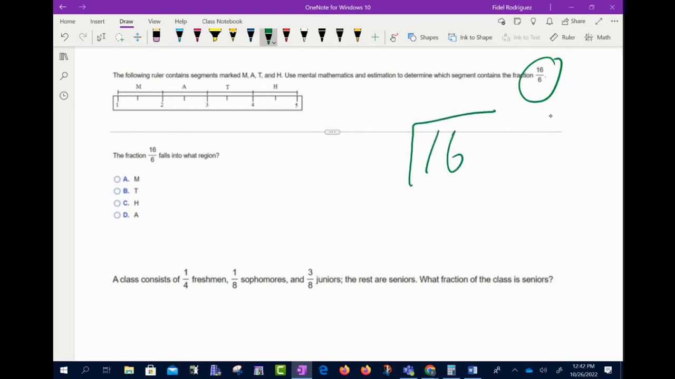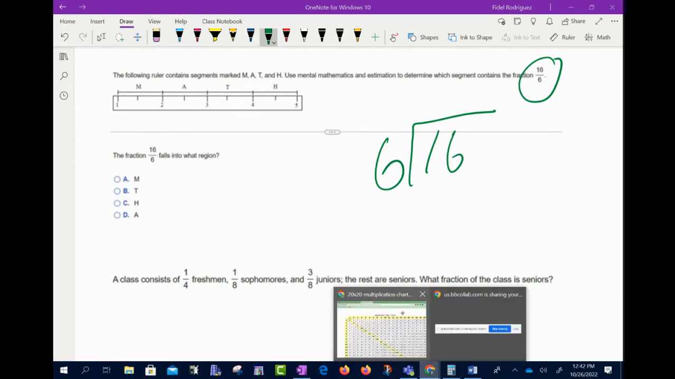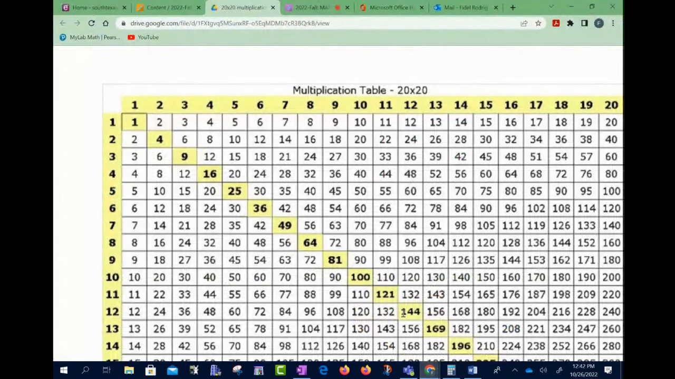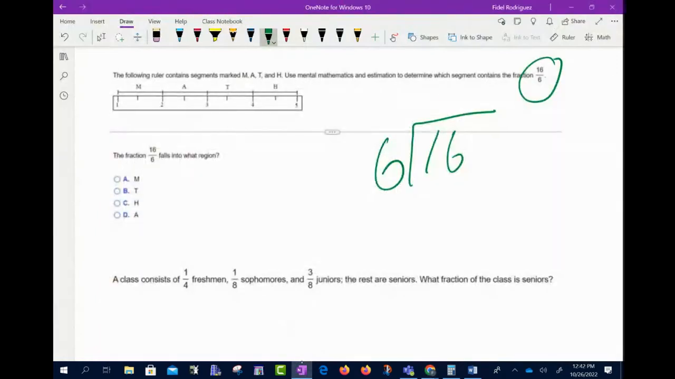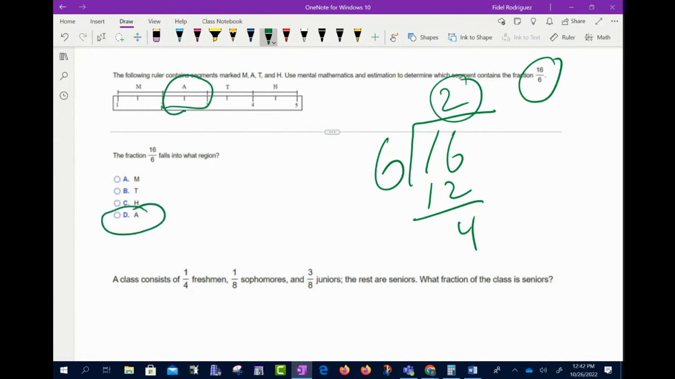If I was thinking about converting this, say, to a mixed number, does anybody know how many times 6 might roughly go into 16? What do you think? 6 goes into 16 about how many times? If I were to look at my multiplication table, y'all, here's 6. The first number closest to 16 without going over it is actually a 2, right? So it's going to go 2 times. That's a 12. My remainder is a 4. So it's going to be a little bit more than 2. So if here's 2 and I'm a little bit more than 2, what section am I going to be in? I'm going to be in section A, right?